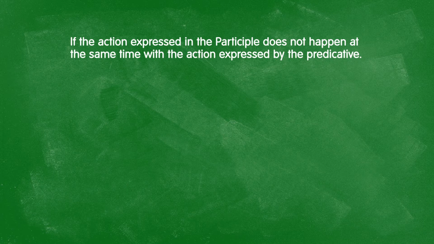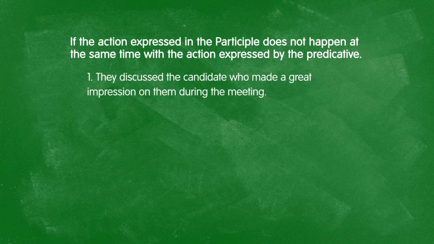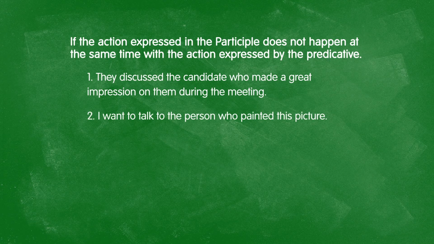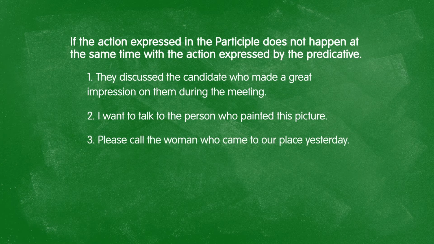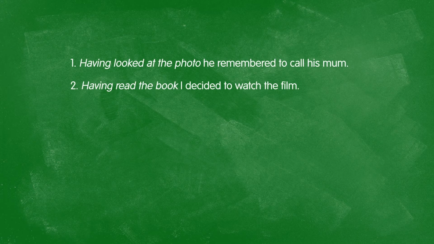So let's look at a couple more examples to see how we should do this. They discussed the candidate who made a great impression on them during the meeting. Or, I want to talk to the person who painted this picture. Or finally, please call the woman who came to our place yesterday. Here, we're not using the present participle. Here we have to use the past participle, but we'll explain that in a little bit more detail in a minute. But now look at the following sentences.